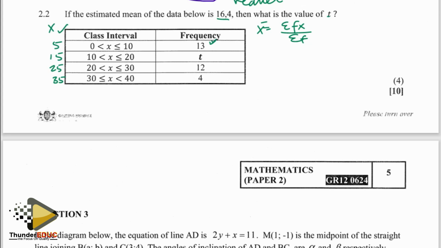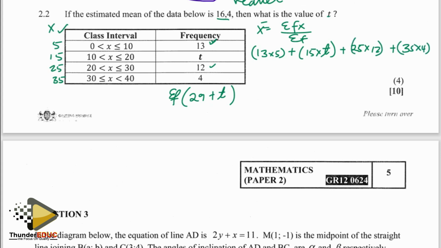So I know that 13 plus 12 is 25, plus 4, which is 29. So my total of the frequency is going to be 29, but plus a t. And then for the summation of fx, I'm going to have 13 times 5, plus the 15 times t, plus the 25 times 12, plus the 35 times 4.